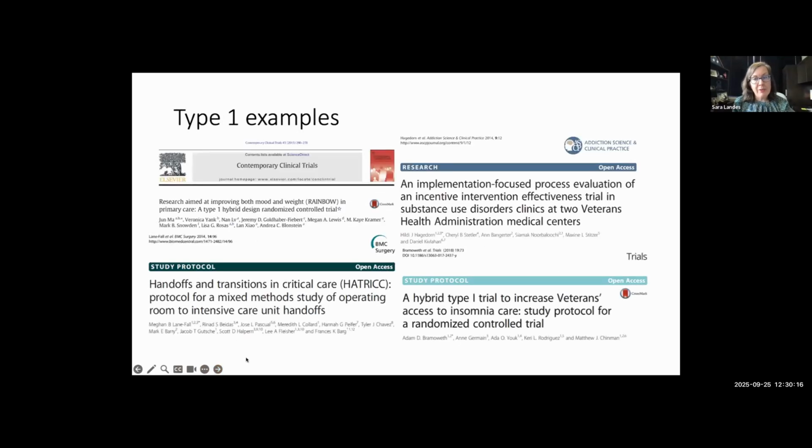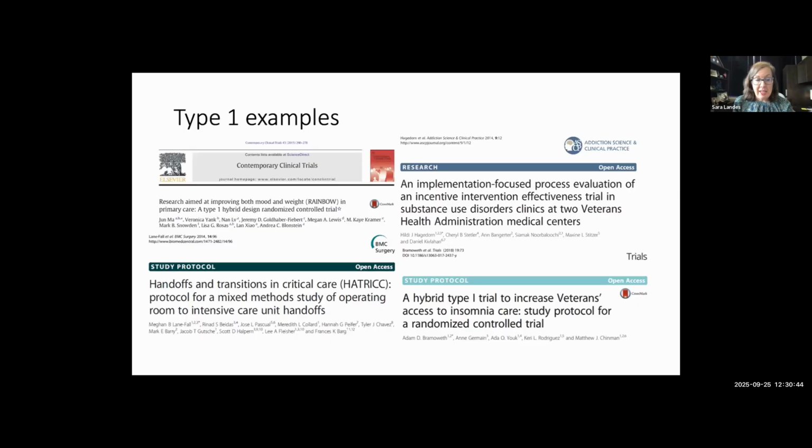And so these are just some examples. I tried to put for each type some examples that I like. I couldn't figure out how to link the picture to the link, but I believe all of these are open access articles. And I tried to pick a variety, so not just all mental health. I do a lot in mental health space. But you can see there's one here in operating room to ICU handoff. But there's some really great examples out there.